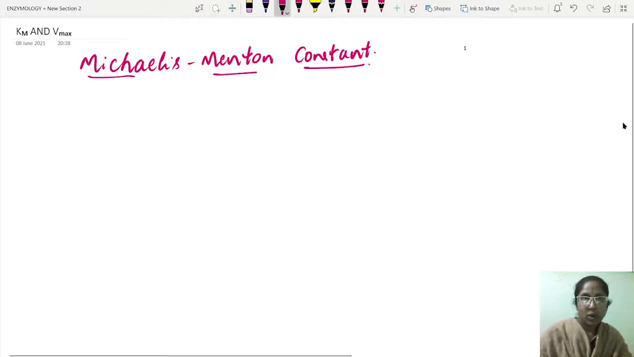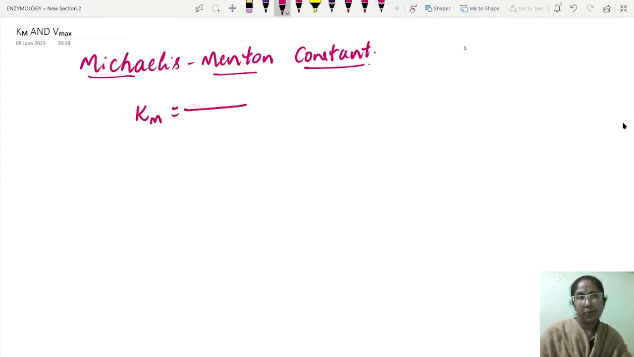this Michaelis-Menten constant is nothing but a constant which is equal to k of minus 1 plus k2 by k1. Therefore, this is equal to k of minus 1 by k1. This can be written as k of minus 1 by k1 plus k2 by k1.